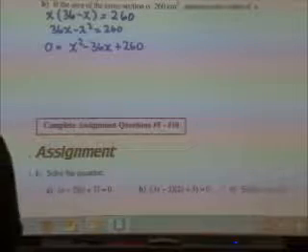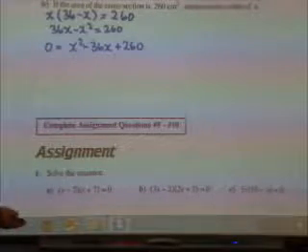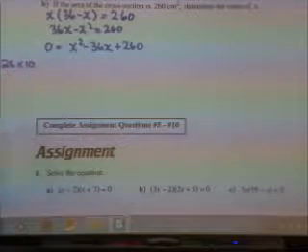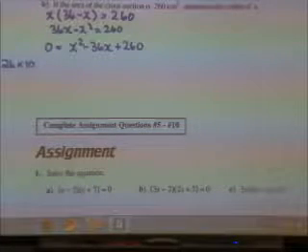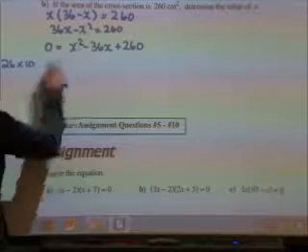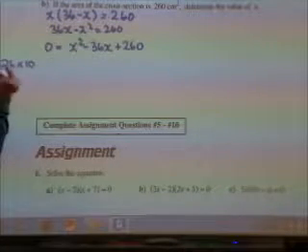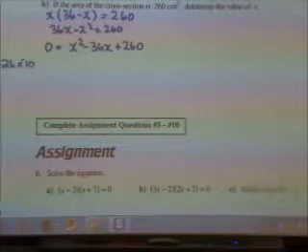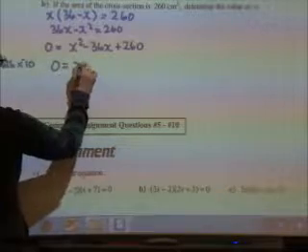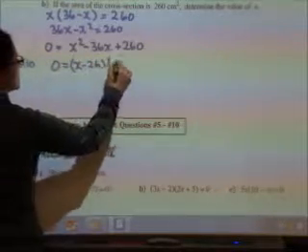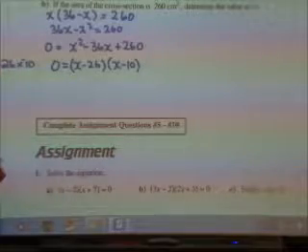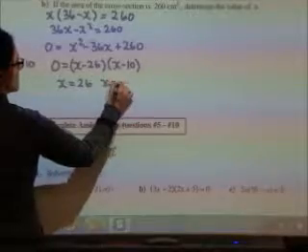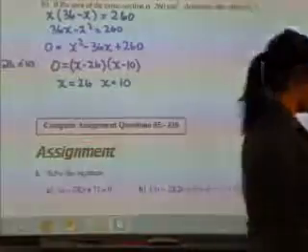So I need 2 numbers that multiply to 260 and add to negative 36. 260, the easiest one is 26 times 10. If the product is positive and the sum is negative, these two signs have to be the same, so they'd both have to be negative. A negative 26 and a negative 10 does equal negative 36. So I get x minus 26 and x minus 10, which means x would equal 26 or x would equal 10.